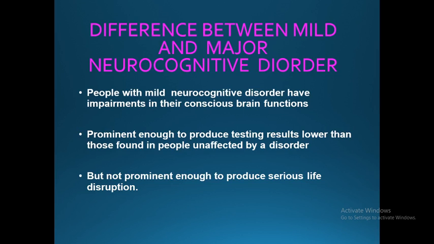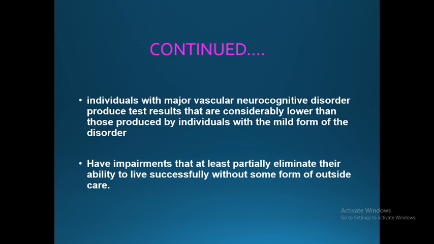Okay. Individuals with major neurocognitive disorder have test results considerably lower than those produced by individuals with the mild form, and have impairment that at least partially eliminates their ability to live successfully. Okay. Mild and major. In major cases, the damage is permanent, and that disturbs their lives partially, at least. In mild cases, most of the time they might return back.